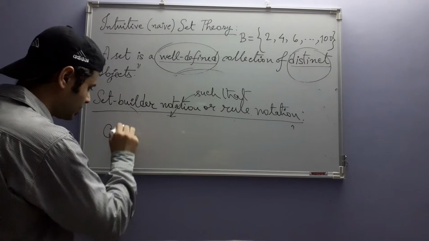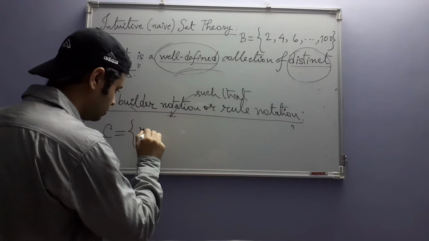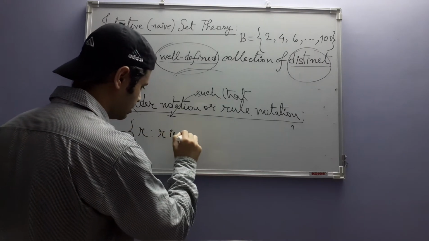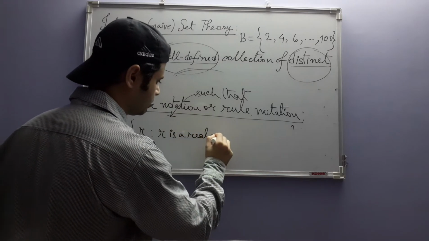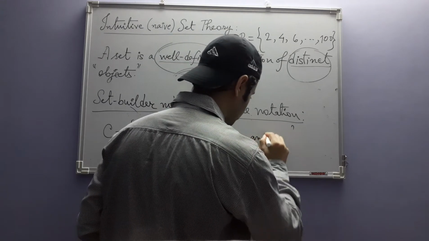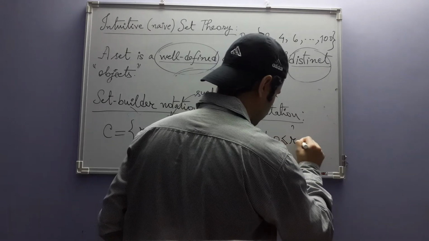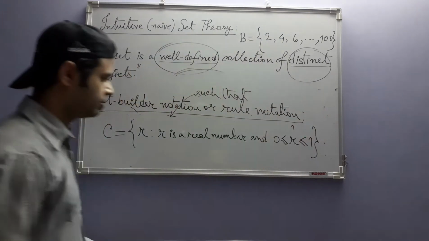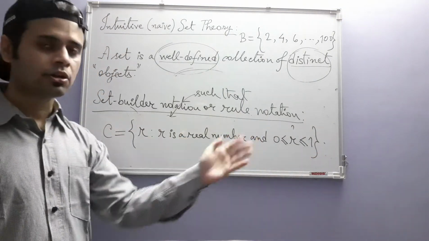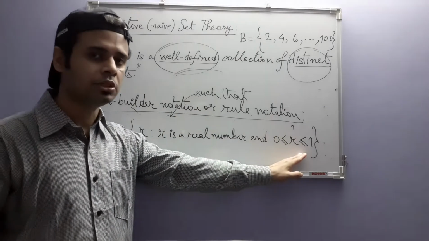C, you recall, was the set of real numbers R such that R is a real number. So in set builder notation you write the set C like this. Note that we are not listing elements, we are just saying what the elements are supposed to be.